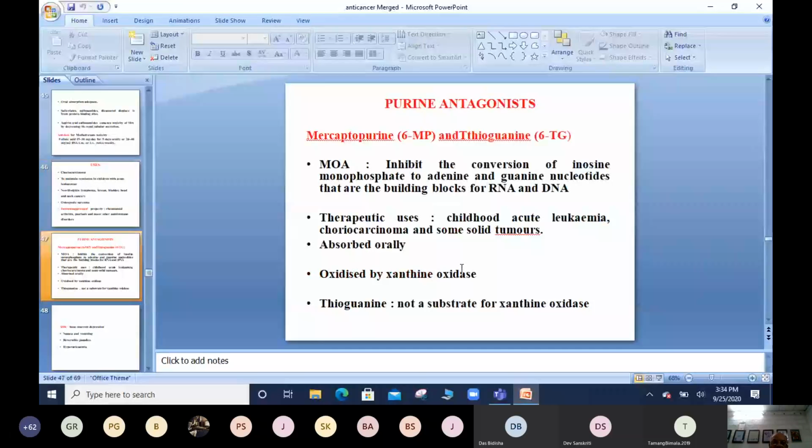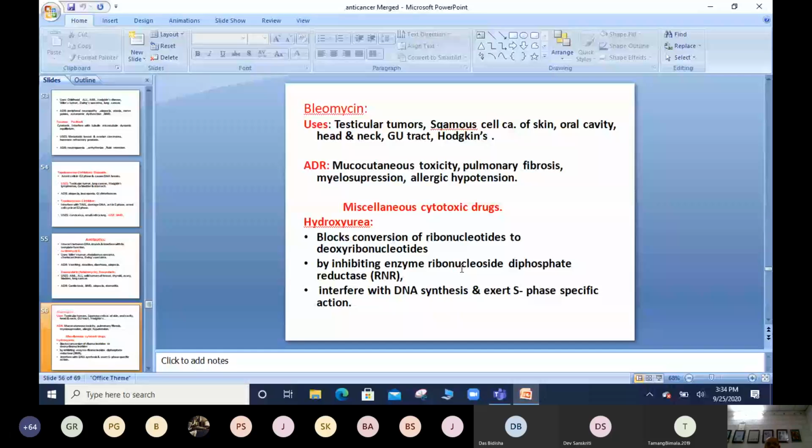Yesterday we stopped at antibiotics, where we studied actinomycin D. Now the next antibiotic is bleomycin. It is used in testicular tumors, squamous cell carcinoma, oral cavity, head and neck carcinoma, gastrourinary tract, genitourinary tract, and Hodgkin's disease. Adverse drug reactions: mucocutaneous toxicity, pulmonary fibrosis, myelosuppression, allergic hypotension.